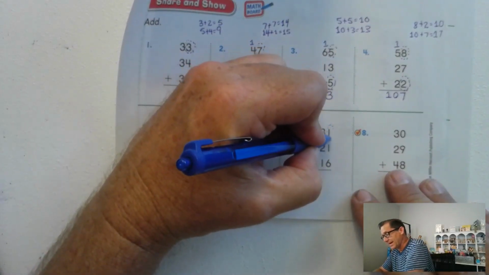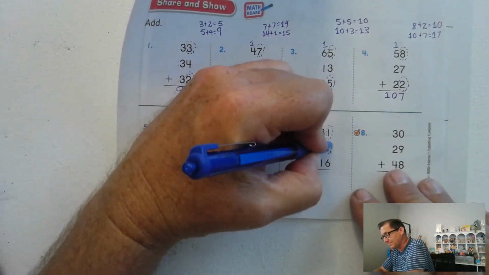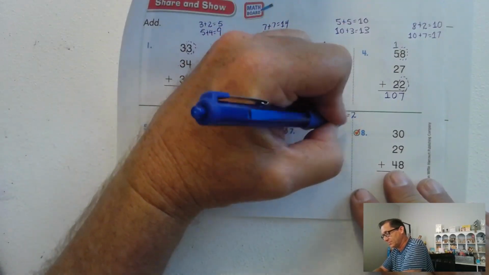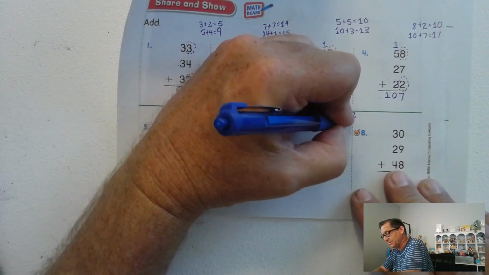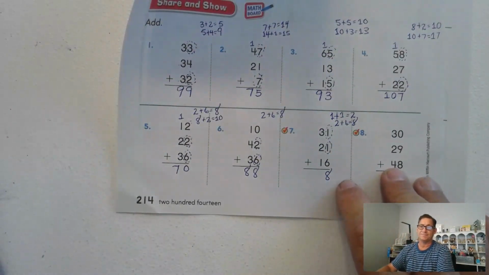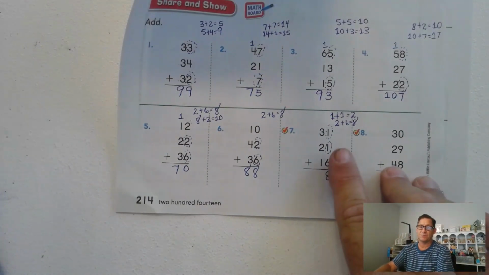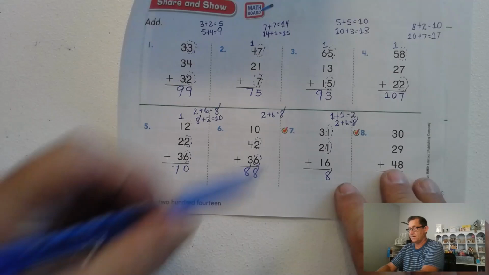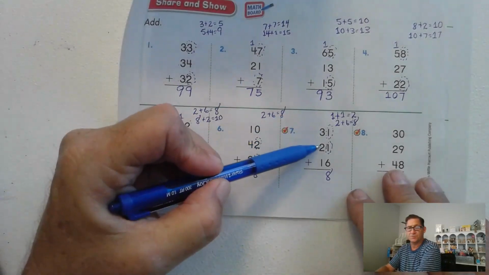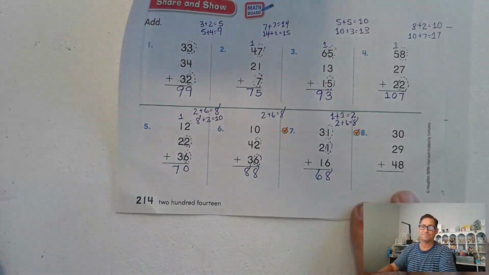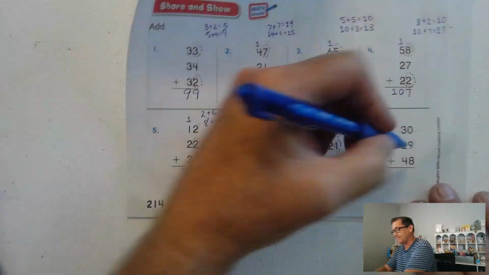Here, I'm going to go ahead and add the ones together. 1 plus 1 equals 2, and 2 plus 6 is 8. So 8 ones. Some of you might have went 6 plus 1 is 7, 7 plus 1 is 8. That's fine. Okay. Tens, 3 plus 2 is 5, plus 1 more is 6. Number 8.